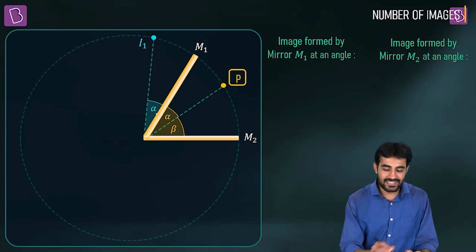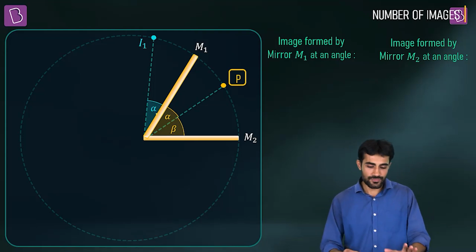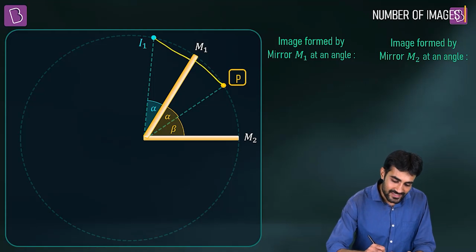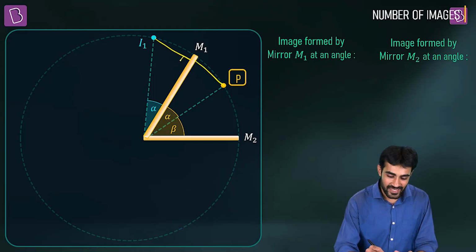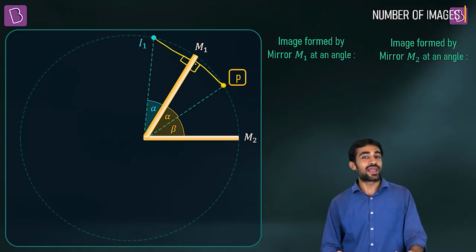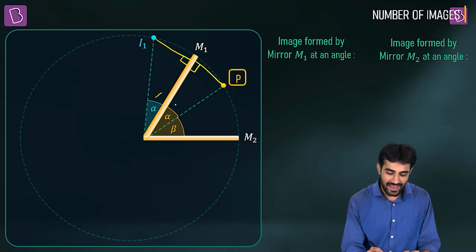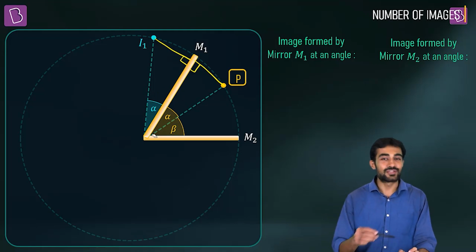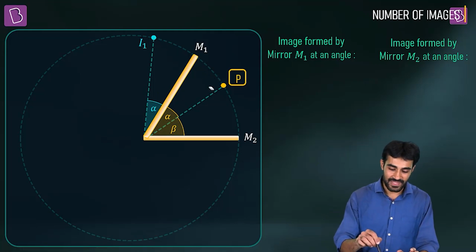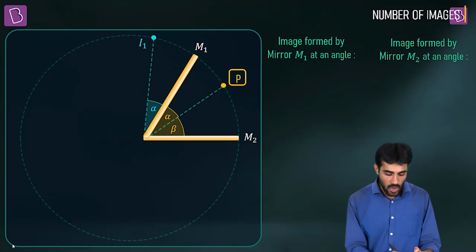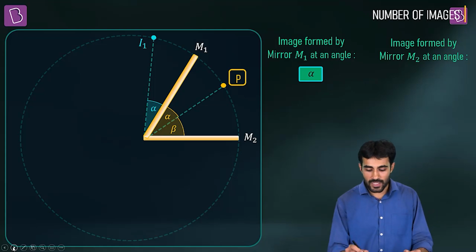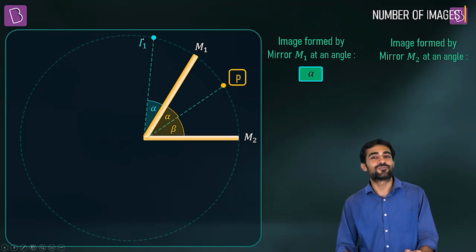Why are these angles the same? Because we know that object distance is equal to image distance. So we can see congruent triangles, and therefore these angles must be the same. That's why we take these angles to be the same. Now we just saw that the angle made from M1 by the first image was alpha. This is our image I1.